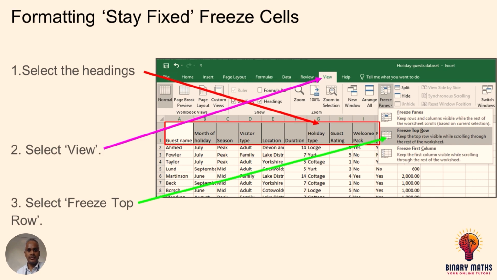Those of us that have used freeze panes before, this is pretty much the same thing. Here, as we scroll down, what we do want is for the headings or the titles to stay put and the data below it to scroll, so we can see the different data underneath all the headings.